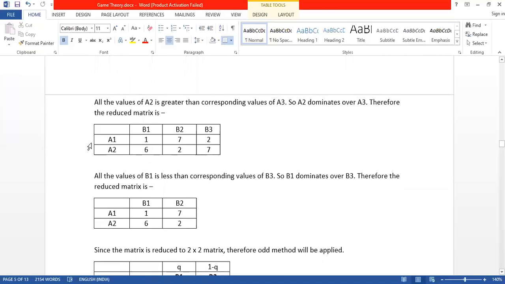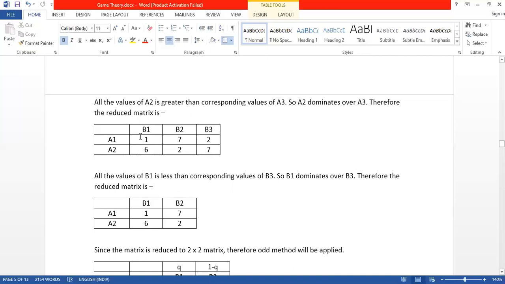Once you have done a row operation, now check for column operation, right? So let me compare the values of B1 with the values of B2. 1 is less than 7, but 6 is greater than 2, so it does not hold the relationship. Then 1 is less than 2 and 6 is less than 7, right? B1 and B3. Now the column rule says if the values are less than or equal to corresponding values of another column, then the first column dominates over the second.